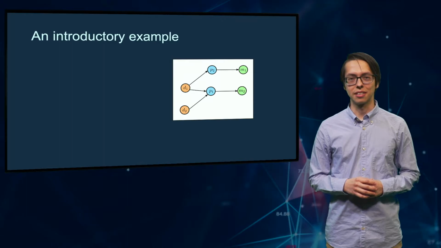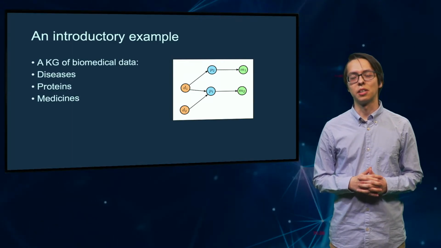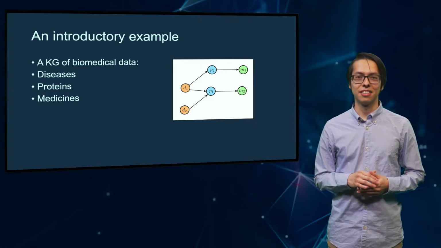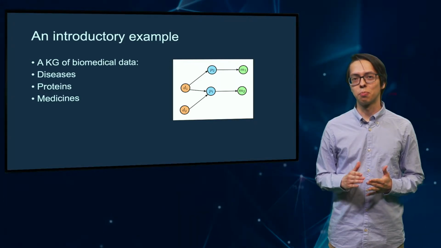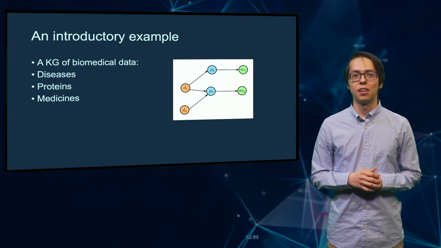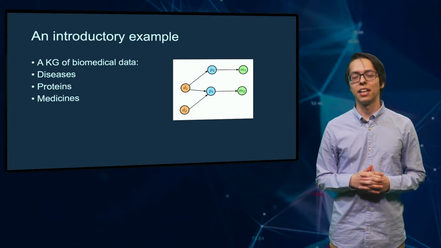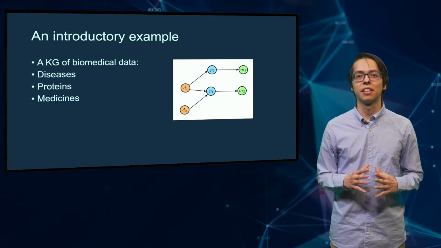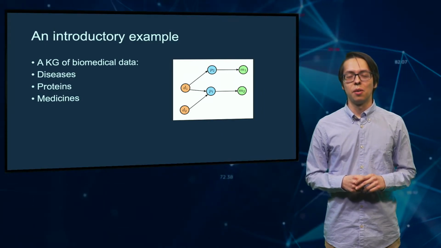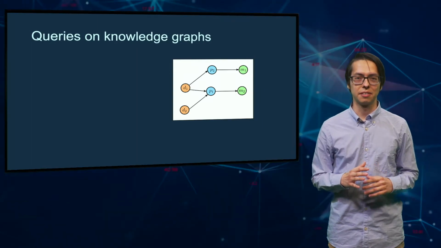Let's take a look at an example. We have here a knowledge graph where the nodes are diseases, proteins, and medicines. In this graph, diseases are associated with proteins, and proteins are targeted by medicines. For illustration purposes, this graph is small, but in real-life applications, there can be hundreds or thousands or even millions of nodes. We can answer questions with knowledge graphs by formulating queries.